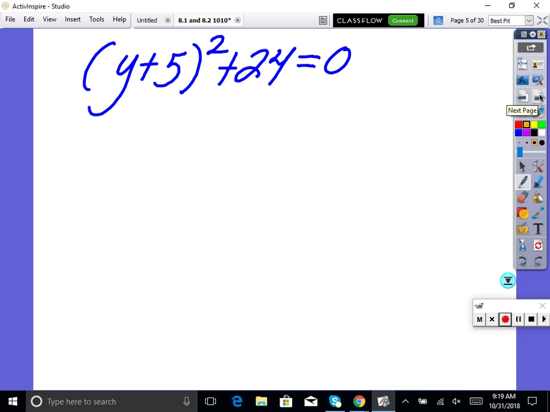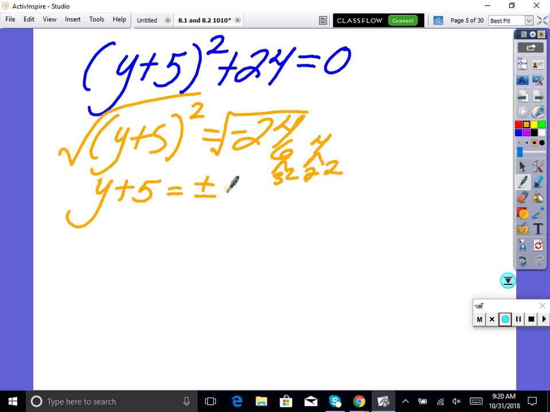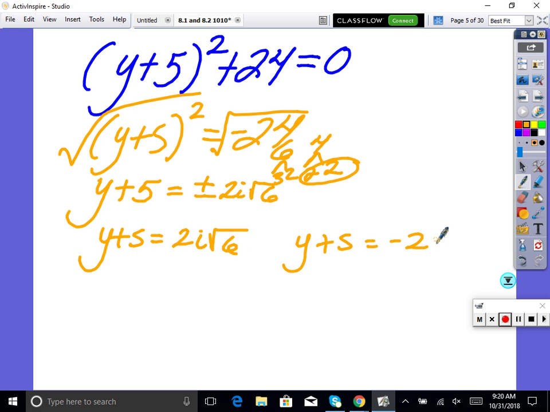So let's do this one. First thing we would do is subtract 24. Y plus 5 squared equals negative 24. Then we would square root both sides, not forgetting that when we take the square root, we need a plus or minus. So we have y plus 5 is equal to plus and minus, and then let's simplify this. Isn't this 6 times 4? 2 and 2, 3 and 2. So wouldn't that be plus and minus 2i root 6? Now we have y plus 5 equals 2i root 6. And we also have y plus 5 equals negative 2i root 6.